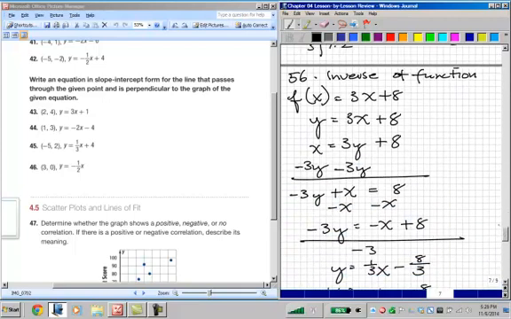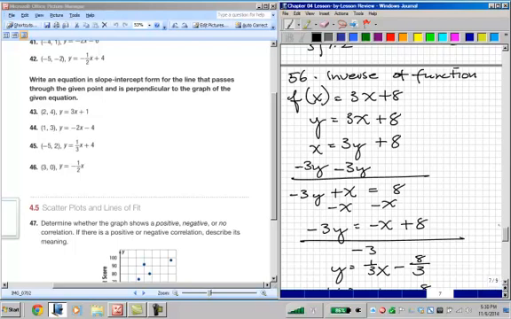56, inverse of a function. The given function is f of x equals 3x minus 8. First step, substitute y for f of x. y equals 3x minus 8. Next step, swap x and y. x equals 3y minus 8. Next step, solve for y.